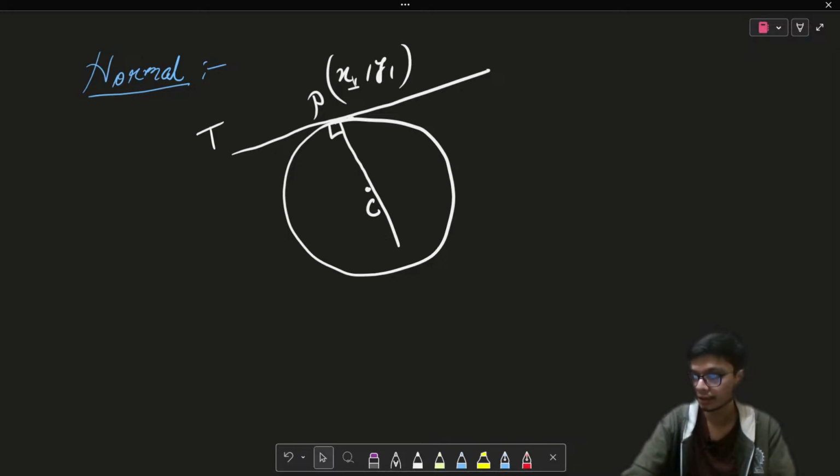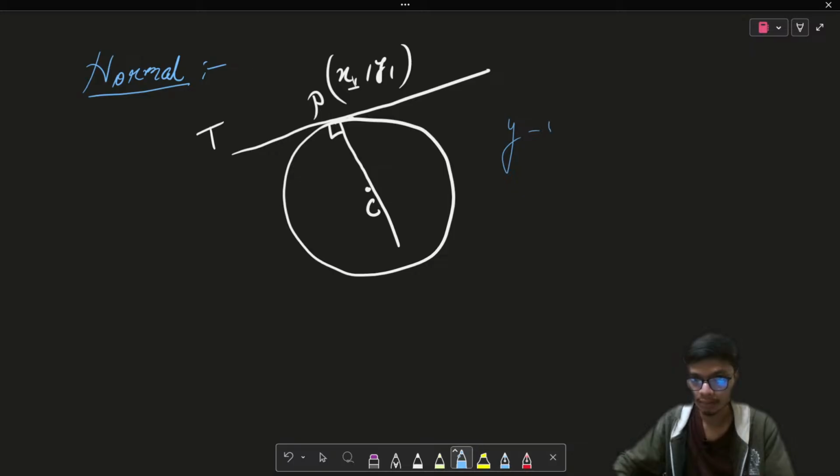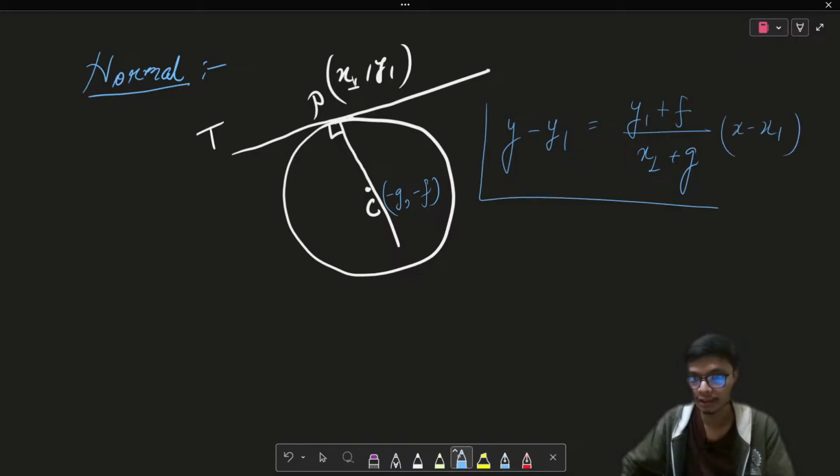Hence what we can show is that from here the equation of the normal for the circle is definitely going to be something very easy, because we already know the center. So it is y minus y1 is equal to, the slope will be y1 minus of minus f, that is going to be plus f, divided by x1 plus g, because we know the center is basically minus g comma minus f. So I'm just writing the equation of the straight line joining 2 points, right? So this is going to be the equation of the normal.